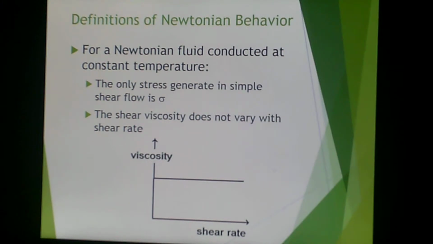So the typical linear behavior is for a Newtonian fluid. For a Newtonian fluid conducted at a constant temperature, the only stress generated is in simple shear flow. And the shear viscosity does not vary with shear rate. So you have a linear relationship. Quite literally, your viscosity remains constant no matter what shear rate you're dealing with, as shown here.